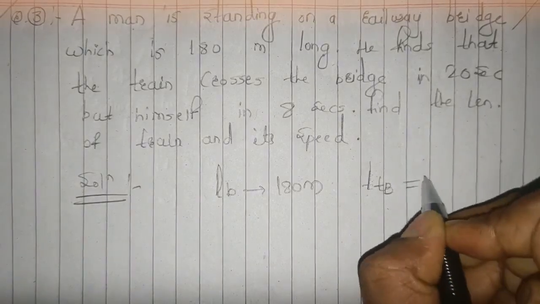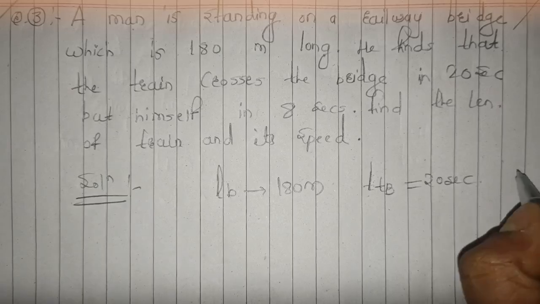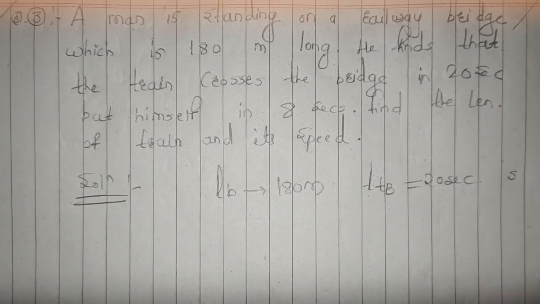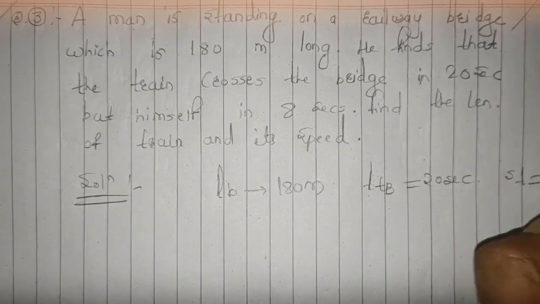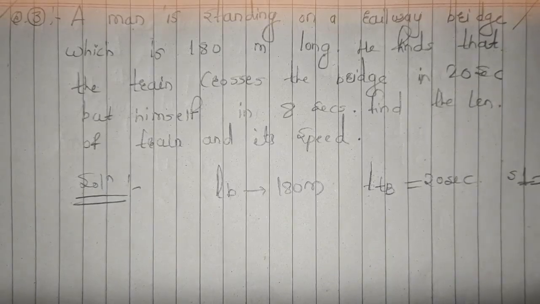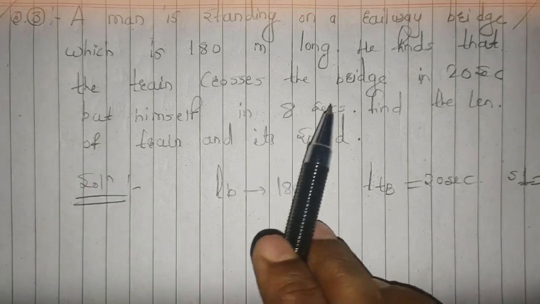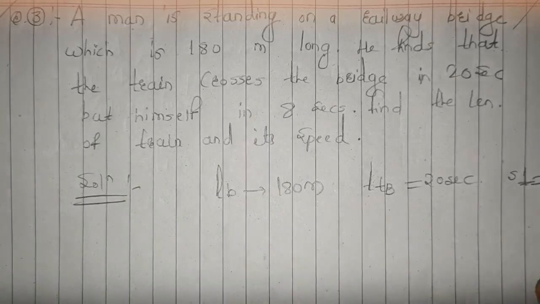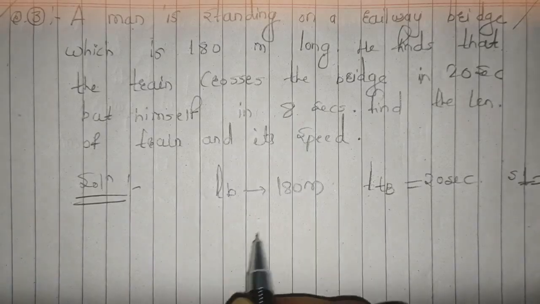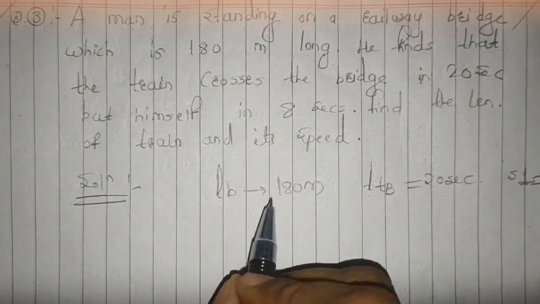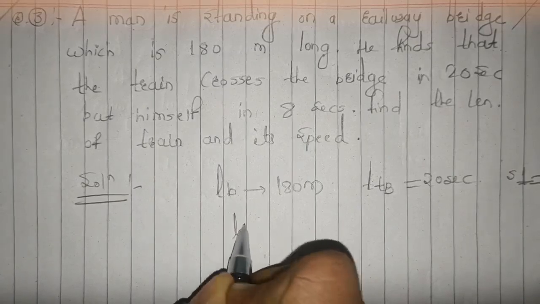And in both cases, the speed would be the same. Why? Because the train is the same, so the speed will be constant, and we need to make sure that only the lengths are different. In the second case, the length of the bridge is not required. Only the length of the train is required, which is not given.